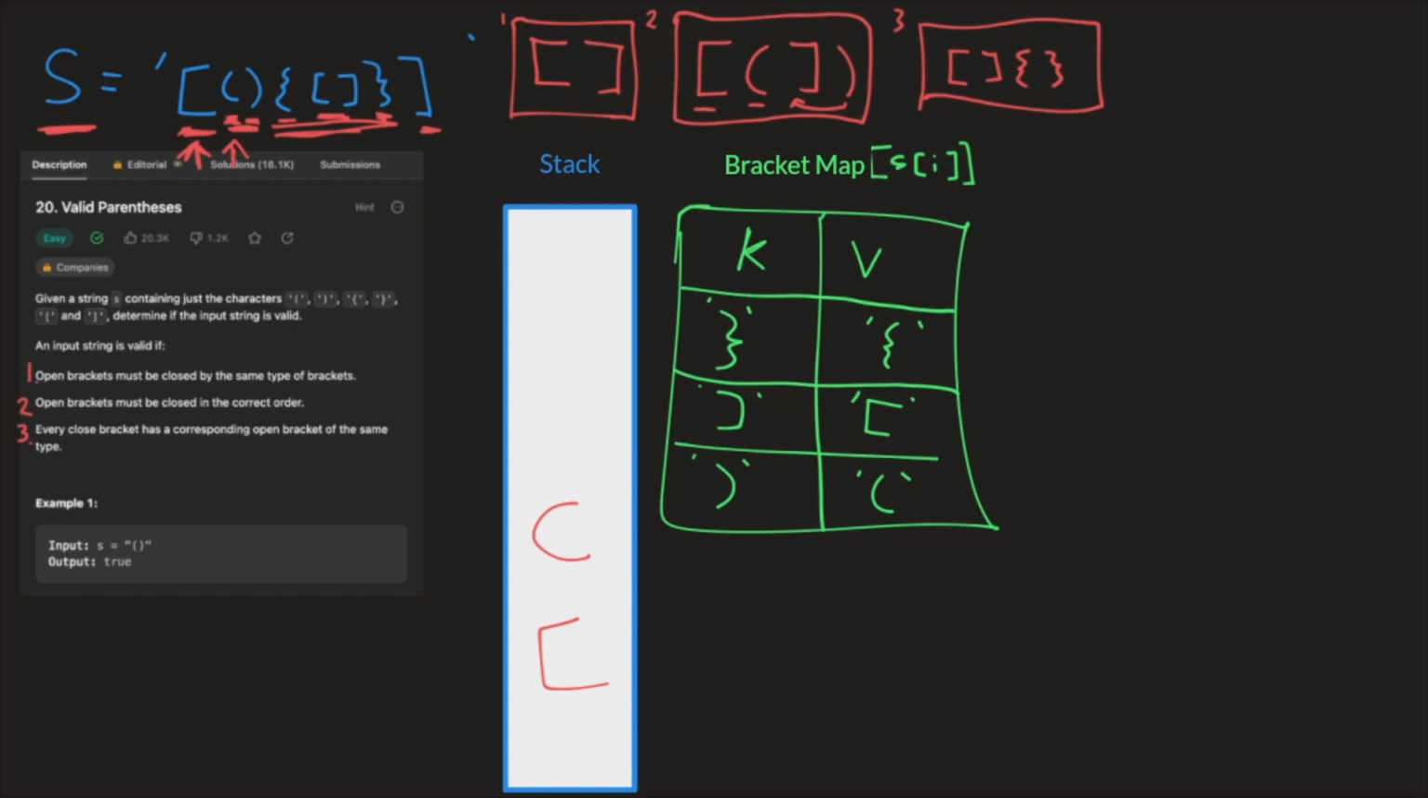And a hash map is a key value store. So in this hash map, which is called bracket map, we have 3 keys. We have the closing curly brace, the closing square bracket, and the closing parenthesis.